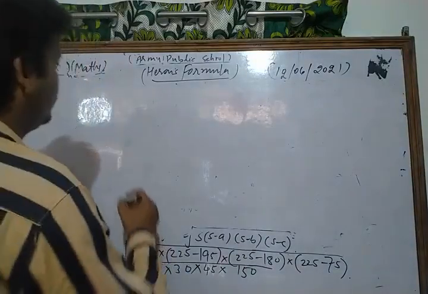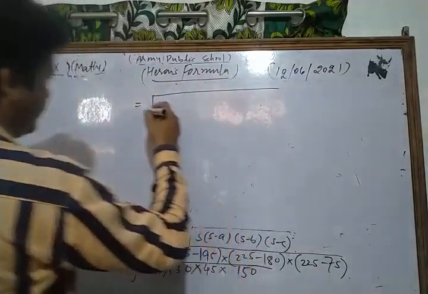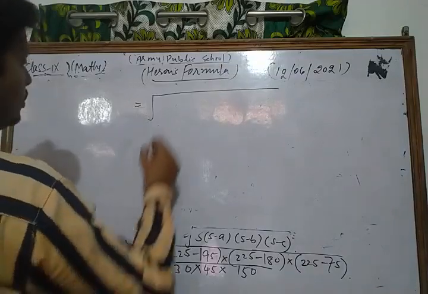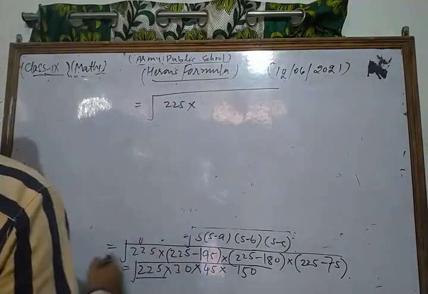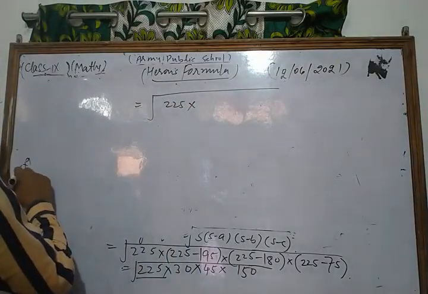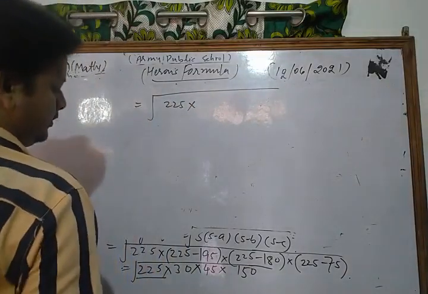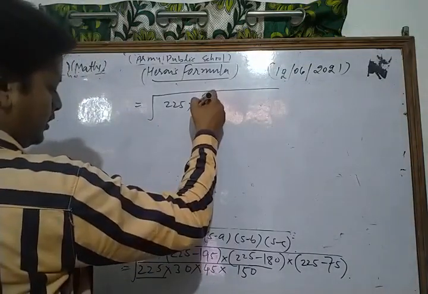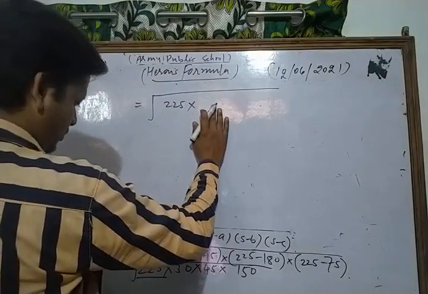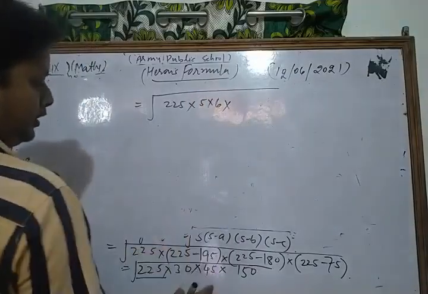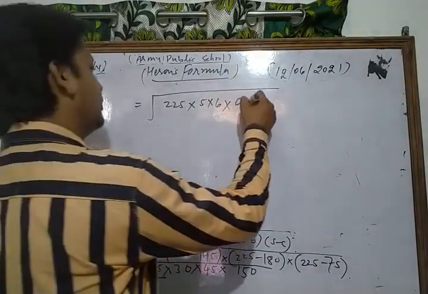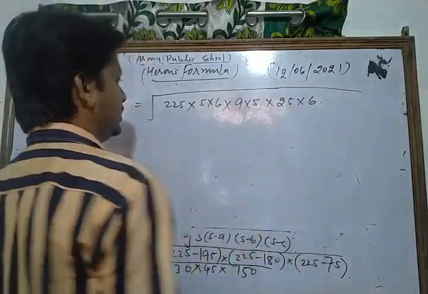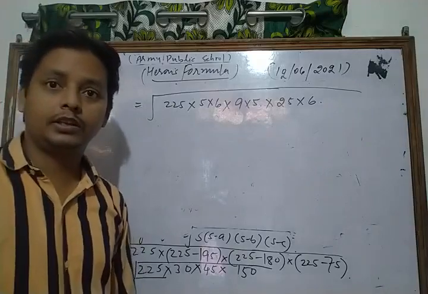Now this 225, we write as it is. 30 we can write as 5 into 6, and 45 we can write as 9 into 5, and 150 we write as 25 into 6. Now look, let's see what we get.